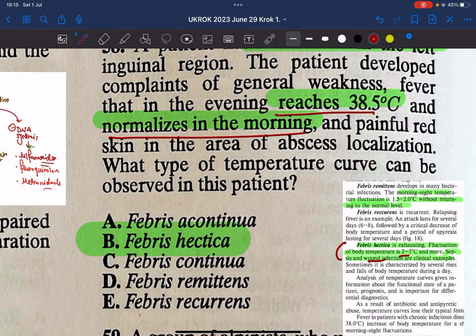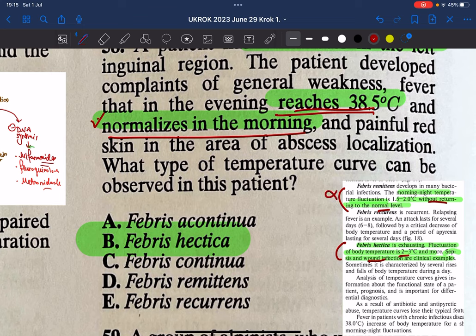So here I have abscess. Maybe it's similar to what they mean by wound infection. Maybe it's febris remittens, but for febris remittens, they're saying that the morning-night temperature fluctuation is 2 degrees without returning to the normal level. But here they say that it normalizes in the evening. It fluctuates also. Like it reaches 38, but it normalizes in the morning. So it's not febris remittens.